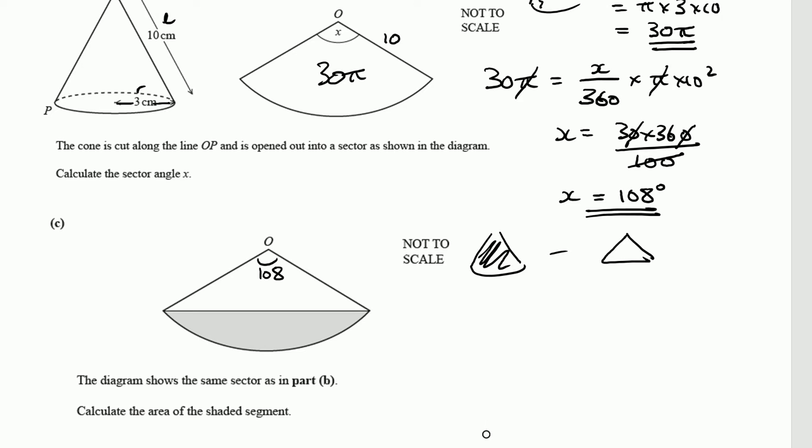And I already know that the entire sector area is 30 pi, or you could express it as a decimal, of course. I know the radius is 10, so the area of this triangle is a half times 10 times 10 times sine of 108. And if I subtract these from each other, I'm getting this shaded area over here. So now it's just a case of plugging that into the calculator and you've got your answer. So I'll do that quickly now.